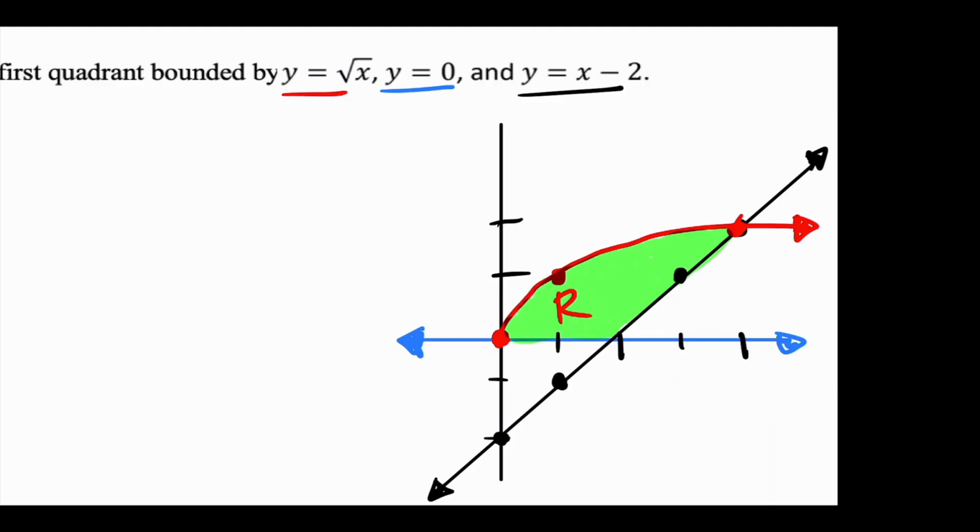Yes. This is the reason I put this on here, because this one's kind of sneaky. If you don't look at the picture carefully, you will get it wrong. Because you're like, oh, top minus bottom. The curve, the square root, is the top. The line, x minus 2, is the bottom, right?